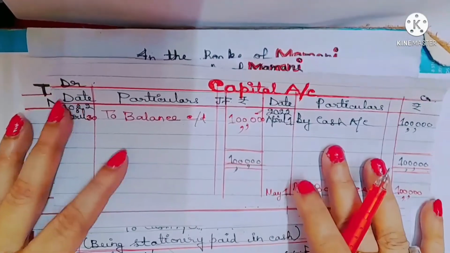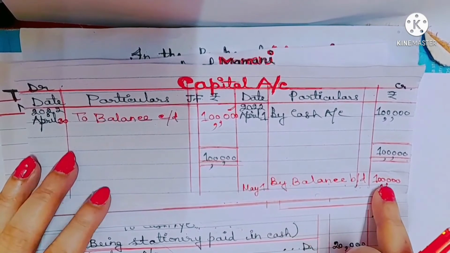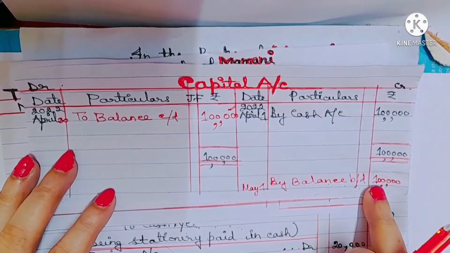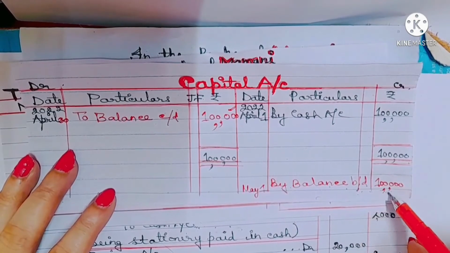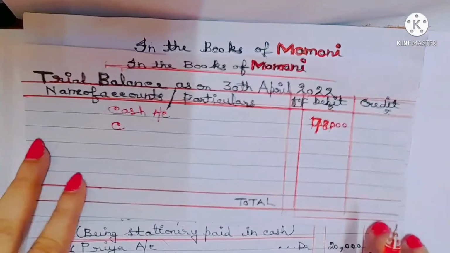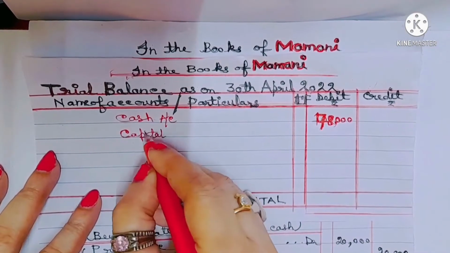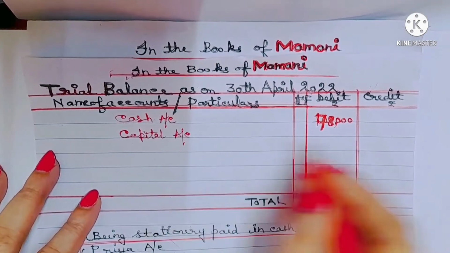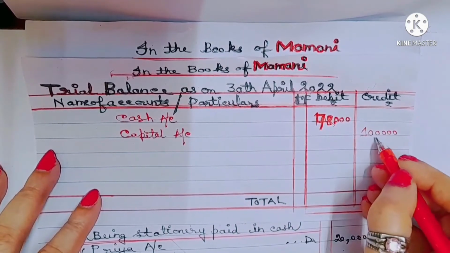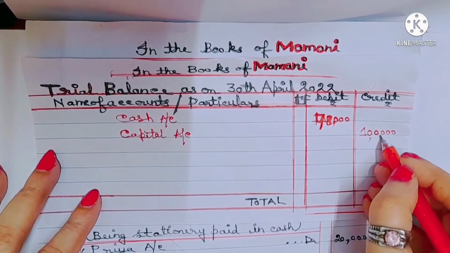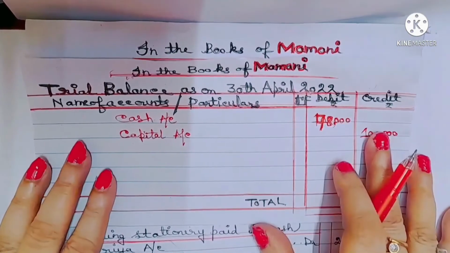The next account is capital account. Is capital account a credit balance or debit balance? Capital account is a credit balance since by balance BD is written beneath the credit side total 1 lakh. Let's do it. So capital account, since it's a credit balance, amount should be written in the credit column. Understood? 1 lakh.